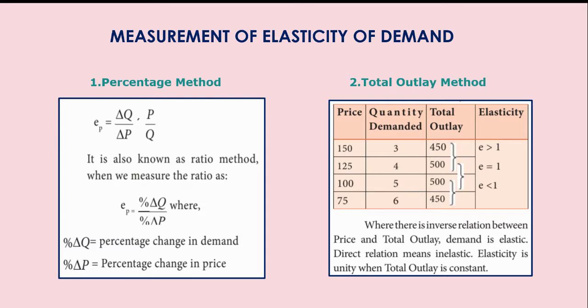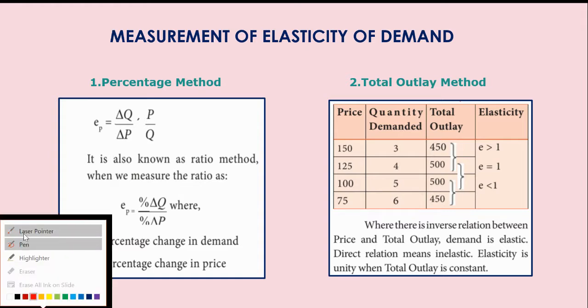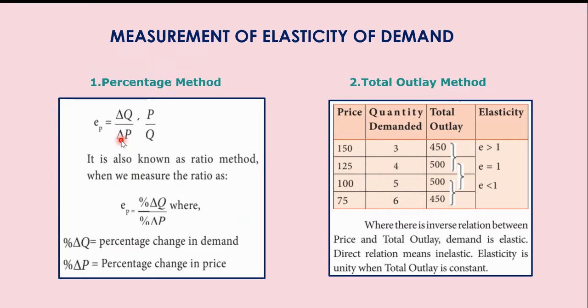First we are going to look at the percentage method. So there is a formula for this. Percentage method is equal to change in quantity divided by change in price, into P divided by Q. It is also known as a ratio method, when we measure the ratio as percentage change in quantity divided by percentage change in price.